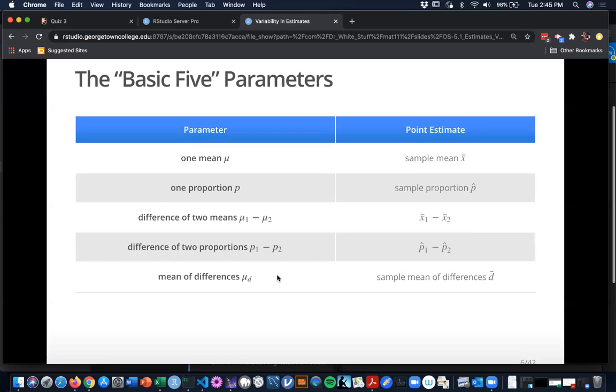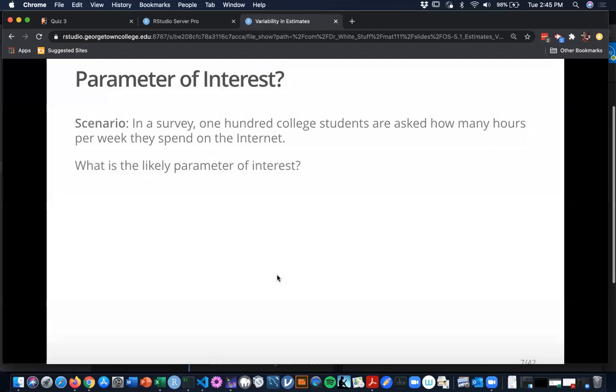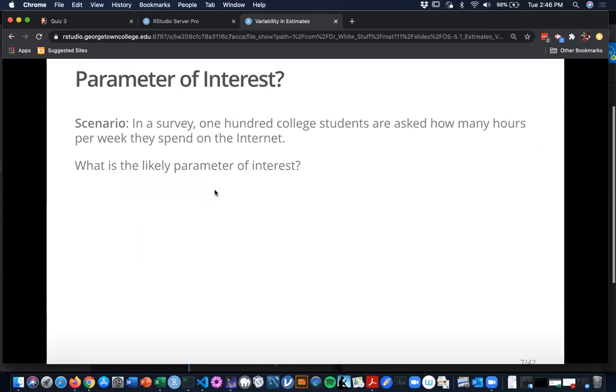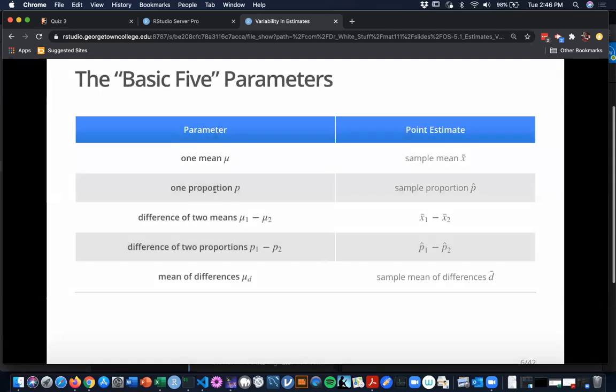But in this chapter, we'll work mostly with one proportion. They try in this section to give you some practice in talking about a practical scenario and figuring out which of these possibilities you're actually interested in. They're not going to do much with the mean of differences in this chapter, as you'll see when you read the book. The main thing they want you to know in this section is when you're interested in one mean versus when you're interested in one proportion. So I just want to run through a few examples right now, practical scenarios where you can figure out from the scenario what the likely parameter of interest is. Is it going to be this or this?